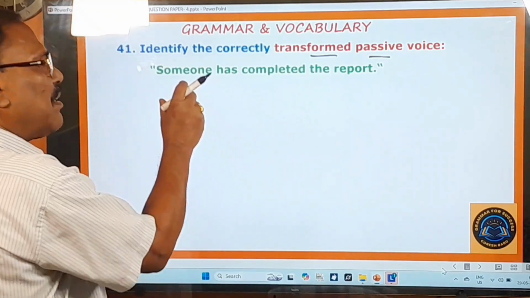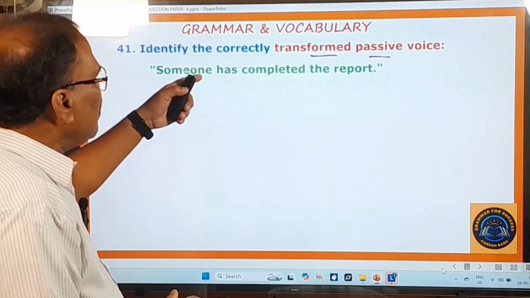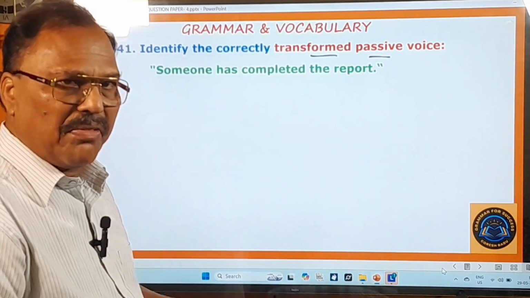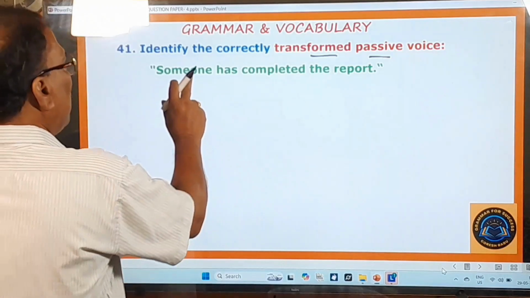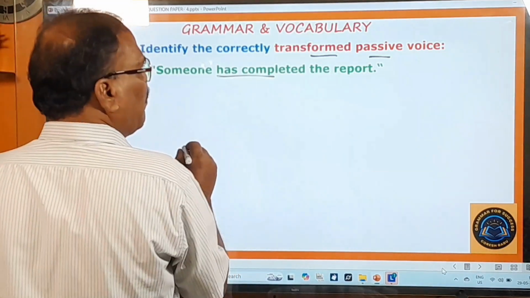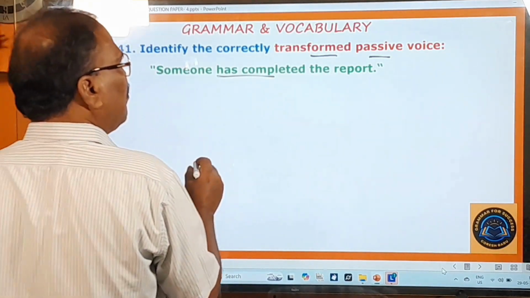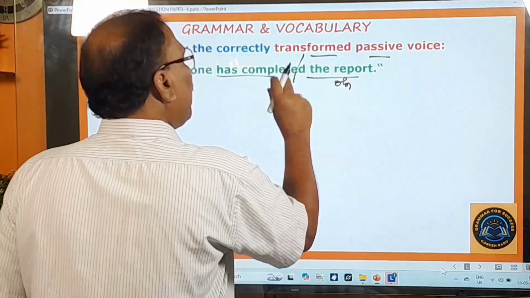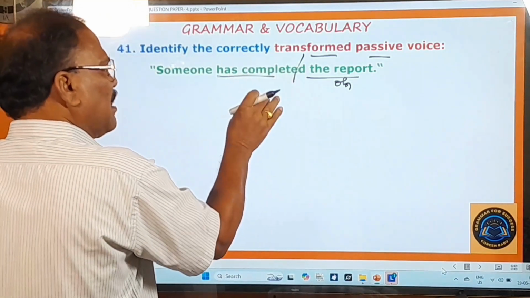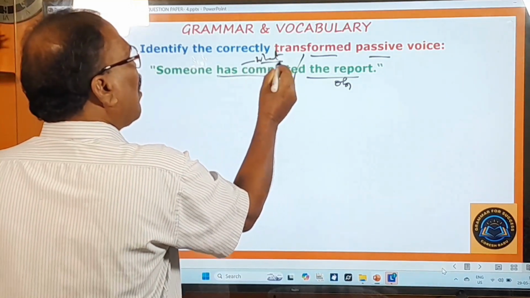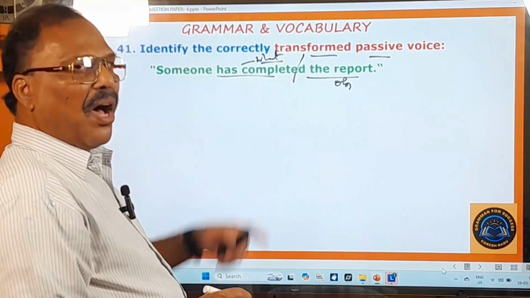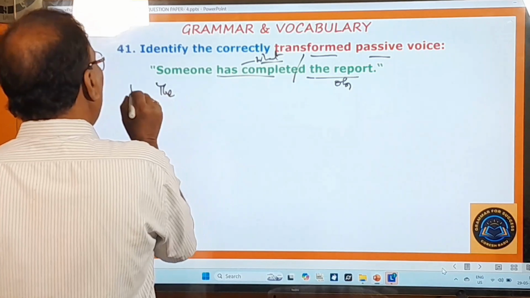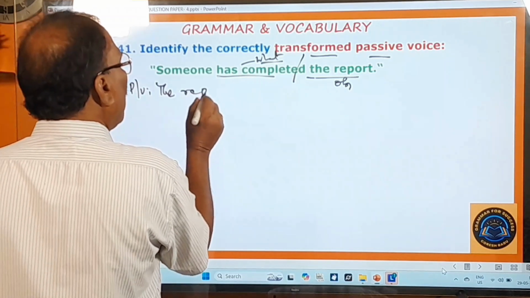So before we look at the options, let us change this active voice sentence into passive voice on our own. Let us do it on our own first of all. And here you pay attention. Someone has completed. So this is in the present perfect tense. And what is the object of the sentence? Someone has completed what? So this is the object. So whenever you want to find out the object in the sentence, you must question the verb with what or whom. Then only you can find the object. So now you have found the object. You bring that object to the front position in the passive voice. Okay, the report.